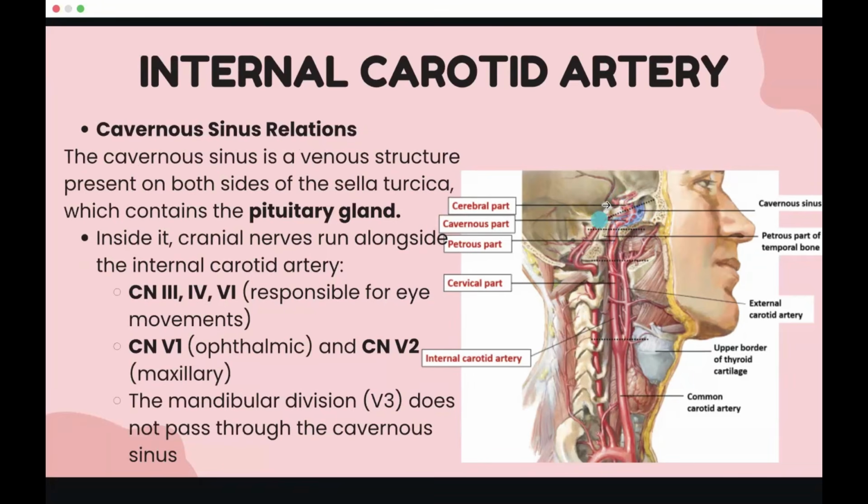All right, it's a gland situated deeply between the brain structures, and inside this cavernous sinus, you will find cranial nerves running alongside the internal carotid artery. So there are cranial nerves 3, 4, and 6, which are responsible for the eye movements, and cranial nerve 5-1, which is ophthalmic, and cranial nerve 5-2, which is maxillary. There's also the mandibular division that does not pass through the cavernous sinus. All right, these are just mentioned in your lecture, so I had to make sure I mention them for completeness' sake.